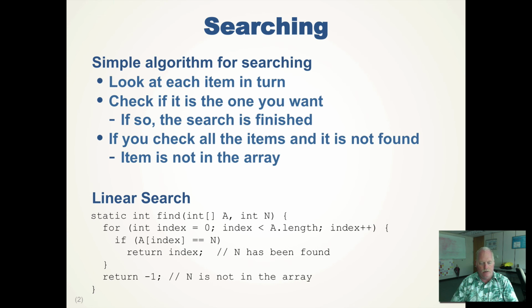If we get out of the for loop, because we've visited all the things in the array, we didn't find it, so we return a -1 indicating that n was not in the array. Very simple, straightforward search. You start at 0, go to length -1, checking each time, and you return if you find it, or you return -1 if you don't find it.